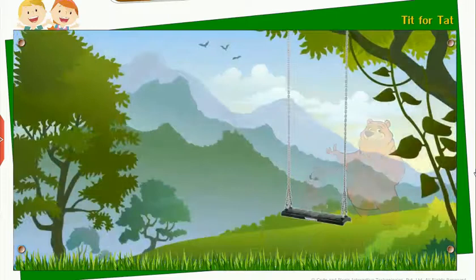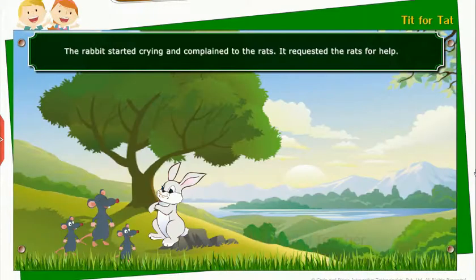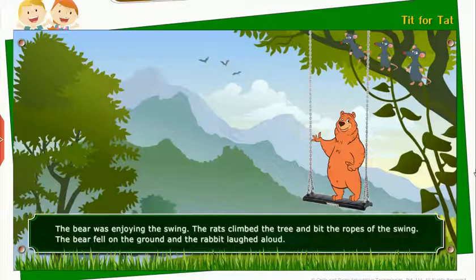Tit for tat. One day, a rabbit was swinging in the forest. A bear came near to the rabbit and pushed it from the swing. The rabbit started crying and complained to the rats. It requested the rats for help. The bear was enjoying the swing. The rats climbed the tree and bit the ropes of the swing. The bear fell on the ground and the rabbit laughed aloud.